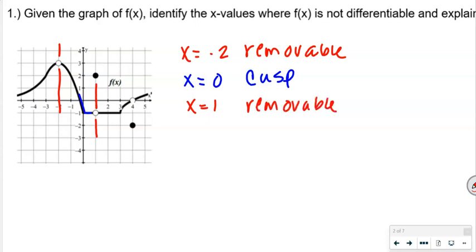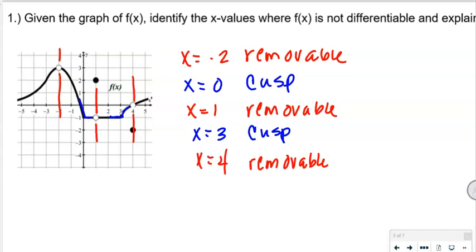Because remember, the graph has to be smooth and continuous, okay? That's the key to this. Notice here again we have another sharp turn right there at 3, so x is equal to 3. That's going to be another cusp. And then we have one more right here at x equals 4, which is another removable because it's a hole. Alright, so let's go on to the next one.